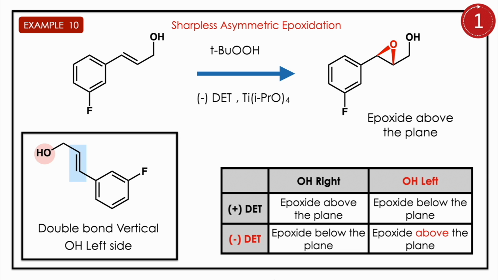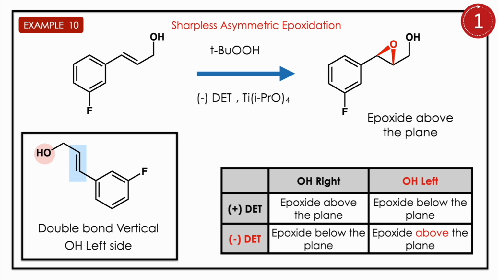Here you have allylic alcohol, peroxide and DET isopropoxide you are using. So chances of Sharpless asymmetric epoxidation. We will go by step. First step will be position of OH. To find the position of OH, you should bring double bond vertical.